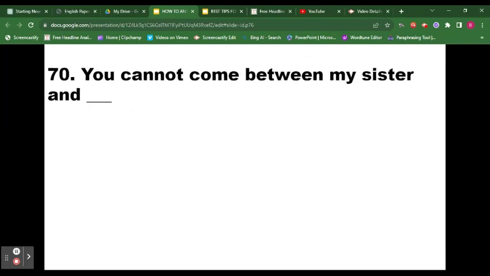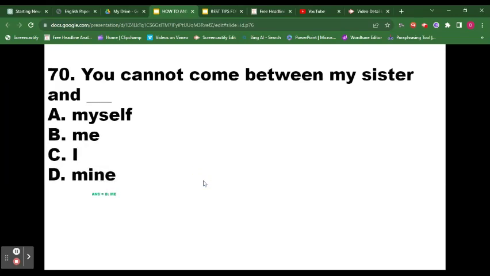70, the last but not the least question. You cannot come between my sister and dash. A, myself. B, me. C, I. D, mine. The correct option is B, me, because me is the objective form, and the objective pronoun is always in the object position. You cannot come between my sister and me.